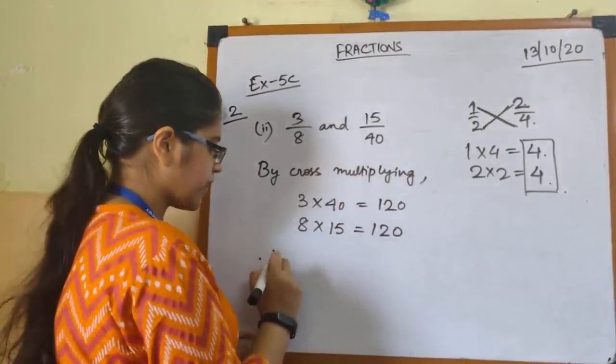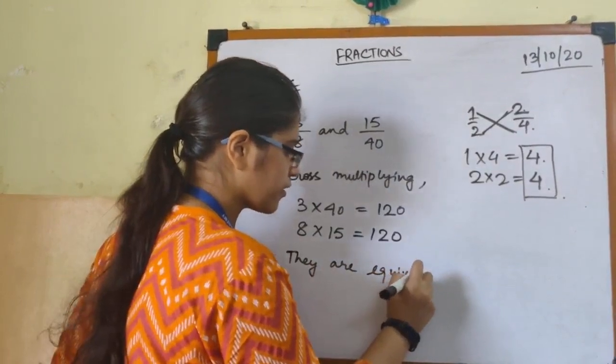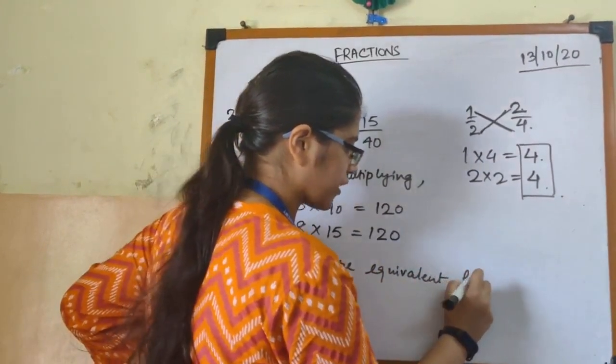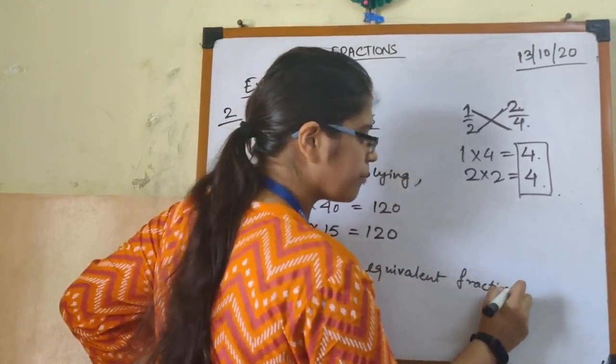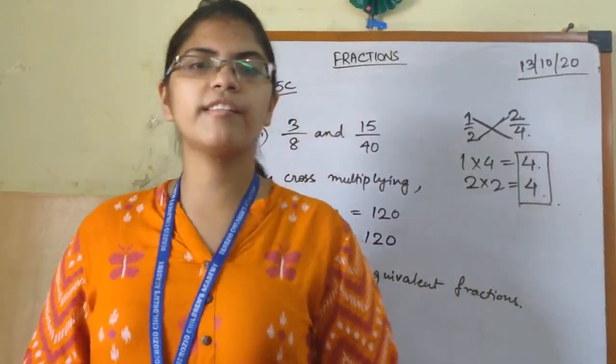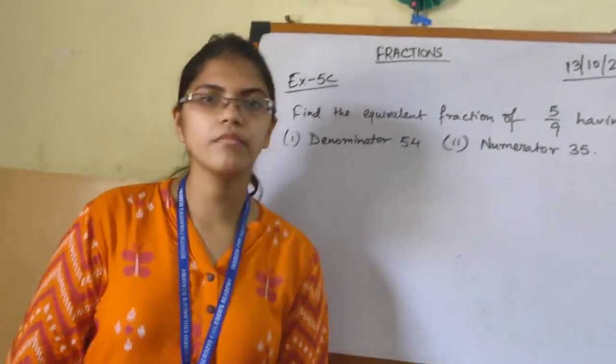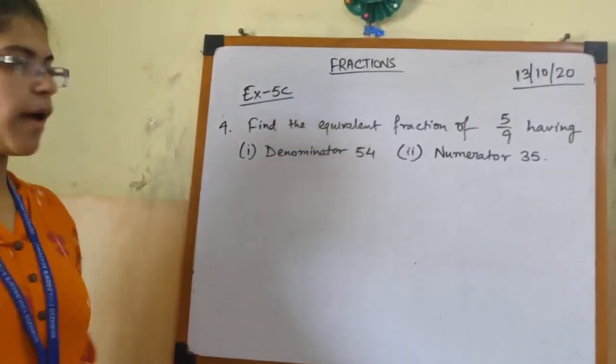So we can say that therefore they are equivalent fractions. If both the numbers which are coming after multiplication are different, in that case we will say that they are not equivalent fractions. Okay? Now moving on to the next one, sum number 4.